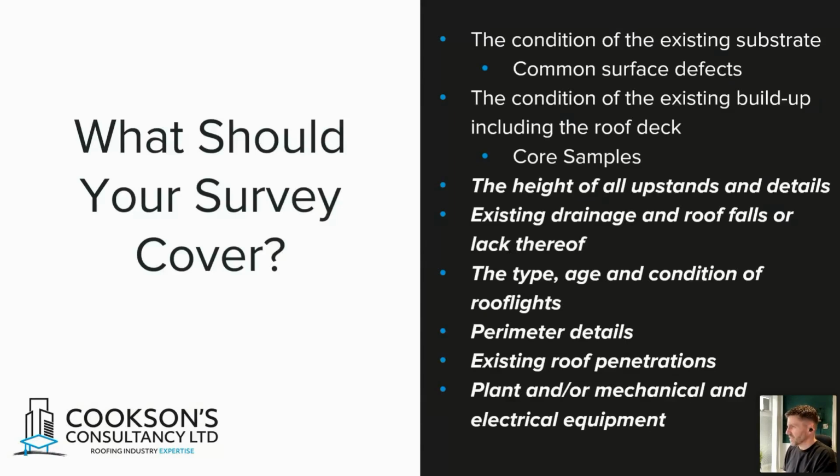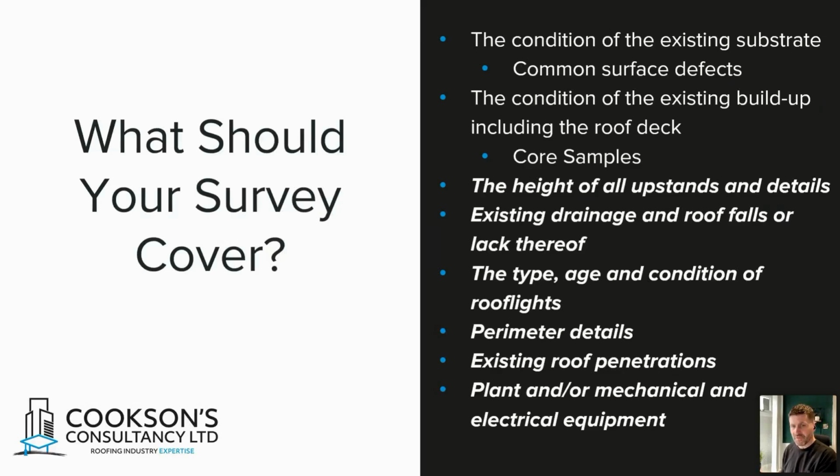So the height of upstands, existing drainage, condition of roof lights, those kinds of things. And we're just going to have a look at what best practice detailing looks like when it comes to those. So when I survey a roof, when I'm on there walking around, I've got one eye on the current defects, and then I've also got one eye on what best practice detailing should look like, and also what solution I'm going to put forward for that.